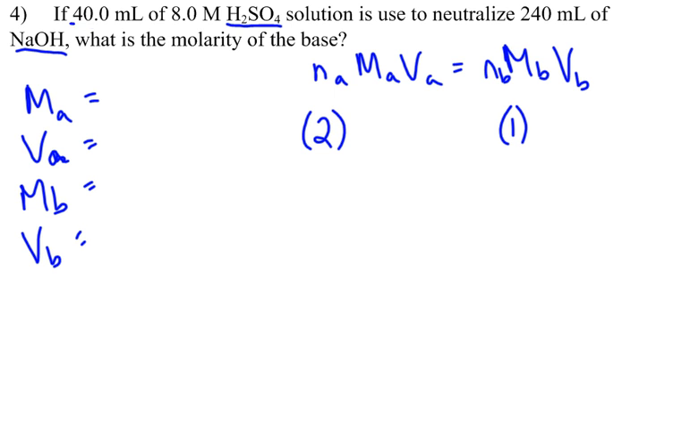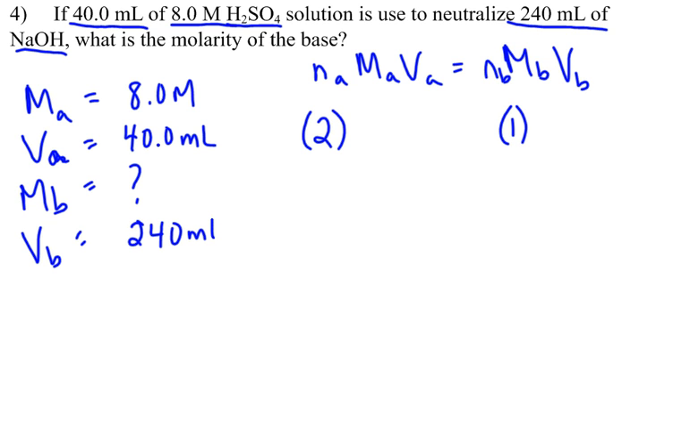The first number I see is 40 milliliters of an 8 molar sulfuric acid solution. So the molarity of the acid is given at 8.0 molar. The volume of the acid is given at 40.0 milliliters. The molarity of the base is what we're trying to solve for, and the volume of our base is 240 milliliters.